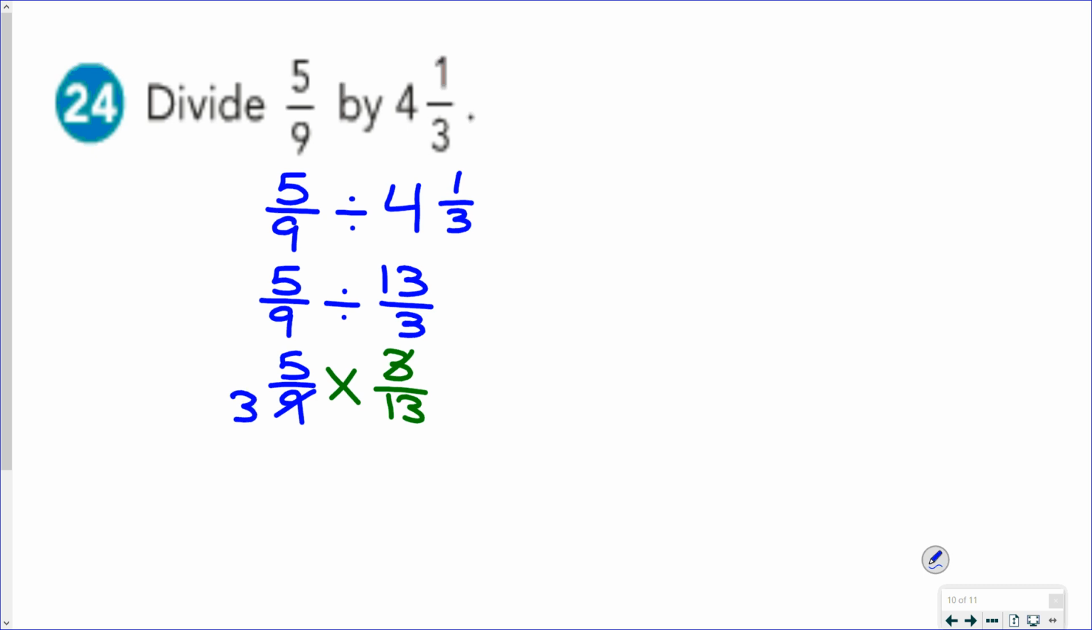I can then divide both the 9 and 3 by 3. The 9 would become a 3. The 3 becomes a 1. 5 times 1 is 5. 3 times 13 is 39.